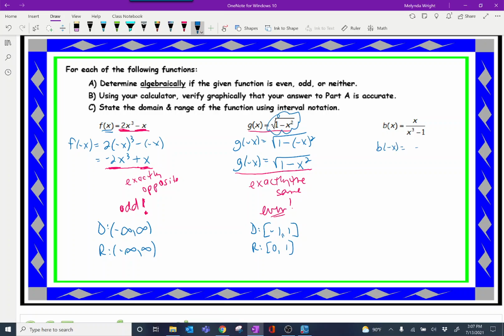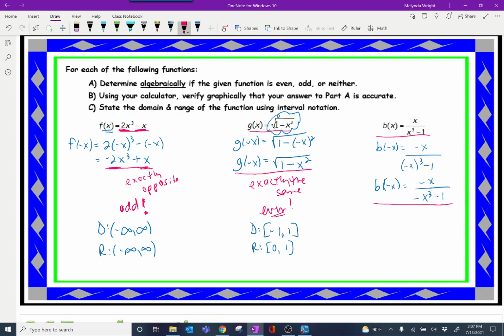All right, so last one, we're going to do b of negative x. So I'm replacing the x with a negative x. So b of negative x would be what? Negative x over negative x cubed minus 1. Now we're comparing the original to our function of negative x.